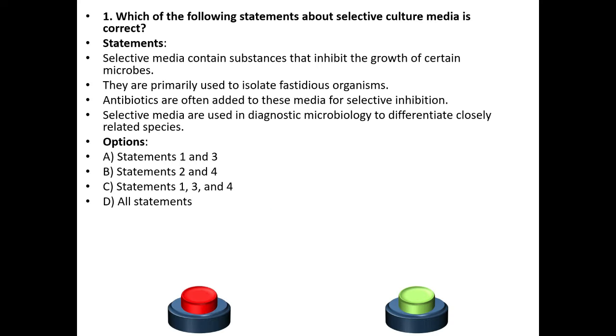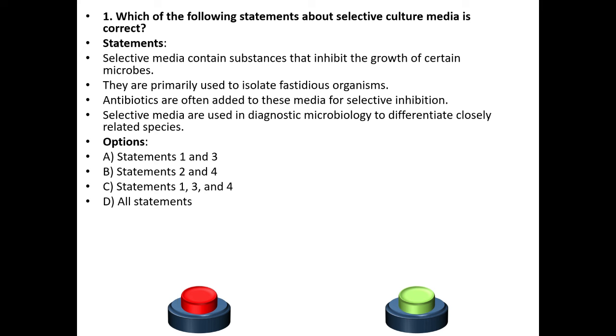First question. Today we are going to discuss culture media. Which of the following statements about selective culture media is correct? Statements. Selective media contain substances that inhibit the growth of certain microbes. They are primarily used to isolate fastidious organisms. Antibiotics are often added to these media for selective inhibition. Selective media are used in diagnostic microbiology to differentiate closely related species.